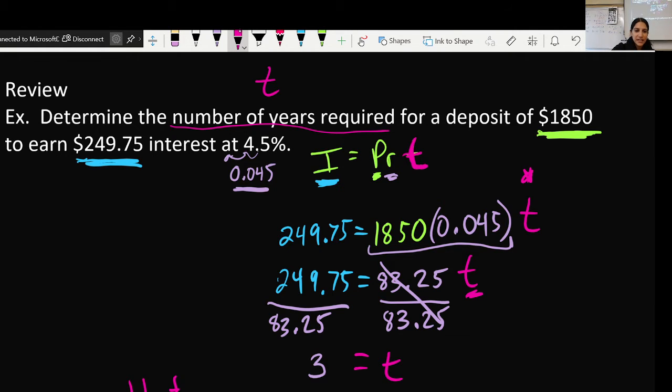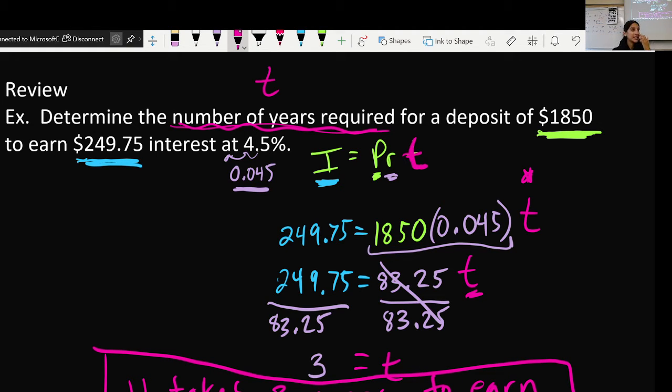So it says determine the number of years. I would say it takes 3 years to earn $249.75 in interest, because it told me up here that we're representing this in terms of years. You have to write this in a sentence. The reason why you have to write it in a sentence is because you see the potential to just plug things into a formula and spit out an answer, but then not even know what it is that you just did or what you found. This is what shows that you've understood what it is that we're calculating or what we're working with.